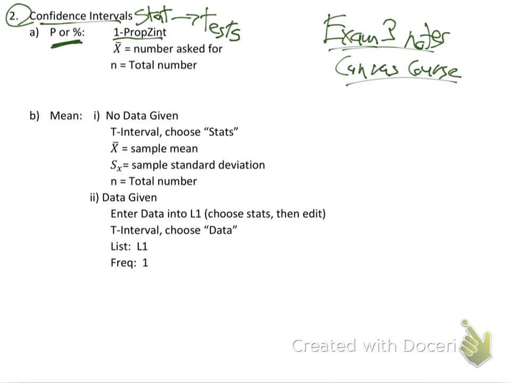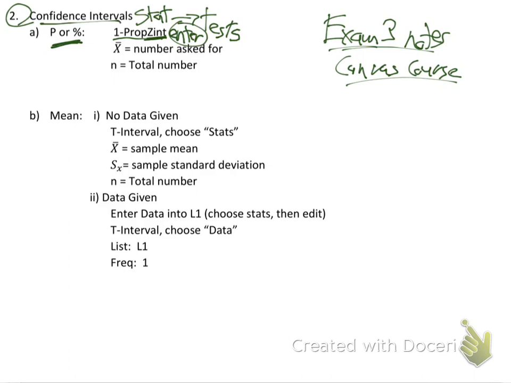So hit stat and tests and then go down to find 1 proportion Z interval. Don't grab the 1 proportion Z test. Don't get the test. We'll do that later. That's coming later. Do the 1 proportion Z interval and hit enter.